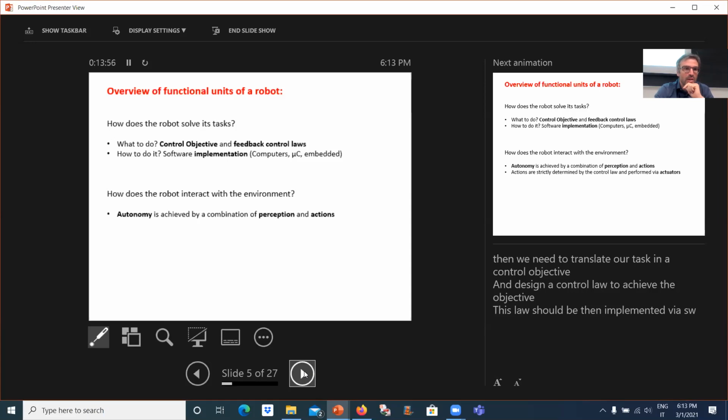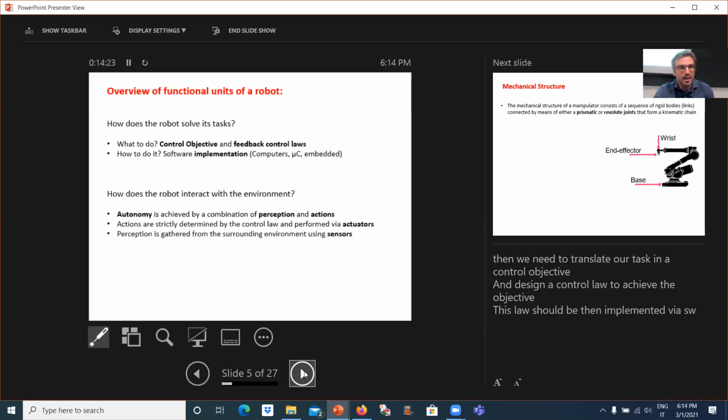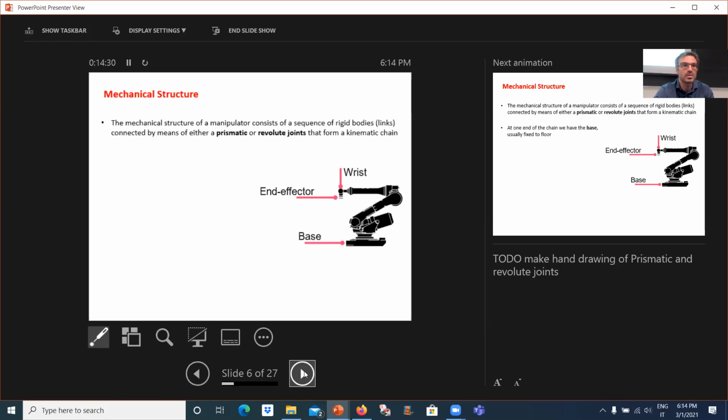So the autonomy and interaction with the environment is achieved by a combination of perception from the environment and performing some actions. And the actions are determined by the control law and are performed by the actuators that, as I said, are the muscles of the robot, while the electronics part is like the nervous system, and the brain is the computer. And the perception of the environment is obtained through the sensors.